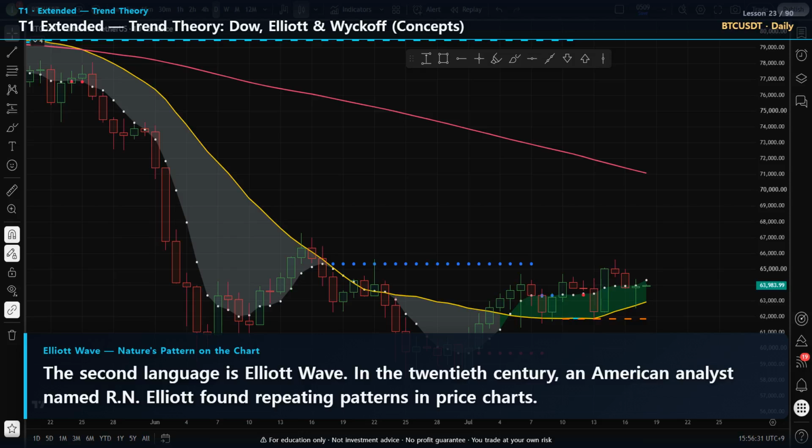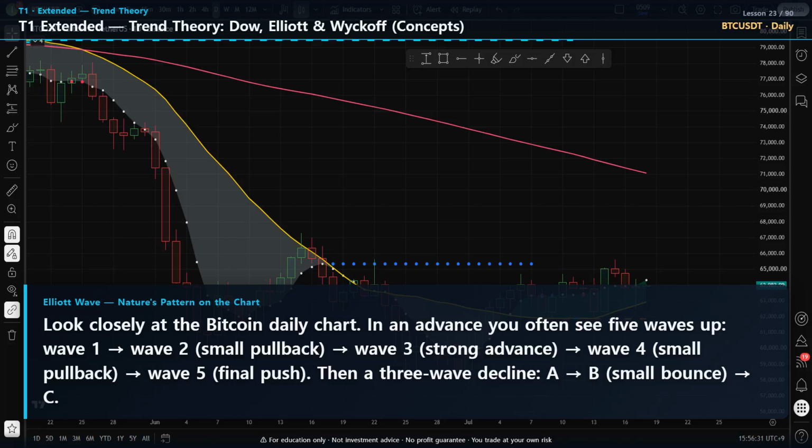The second language is Elliott wave. In the 20th century, an American analyst named R.N. Elliott found repeating patterns in price charts. Look closely at the Bitcoin daily chart. An advance opens with 5 waves up: wave 1, then wave 2 a small pullback, then wave 3 a strong advance, then wave 4 a small pullback, then wave 5 a final push. Then comes A, a sharp decline, then B, a small bounce, then C.